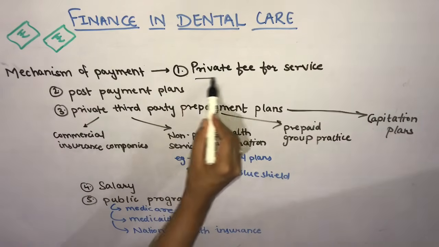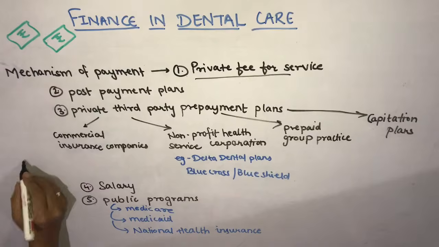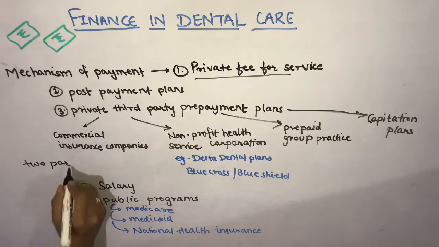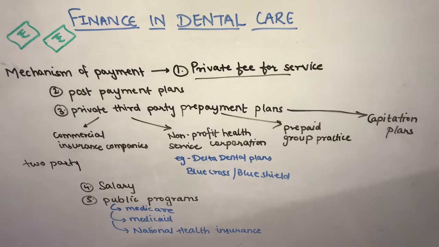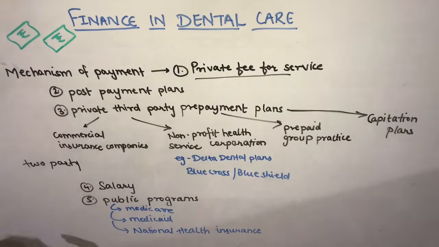Starting off with the first, that is the private fee for service. Nothing but you're paying for whatever treatment you're getting done at that time only. So it is a two-party arrangement. It is the most traditional form of reimbursement in dental services. This is the most commonly used one, where you are just paying the fees, whatever the cost is, at that time only. Now it has its advantages and disadvantages.